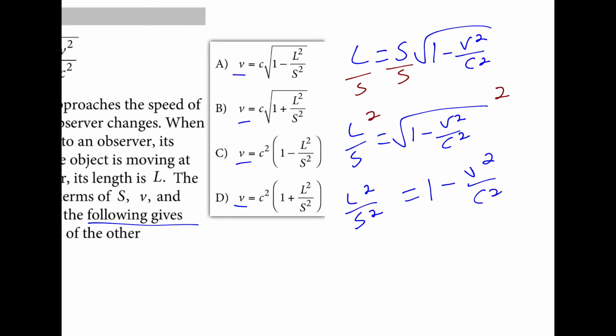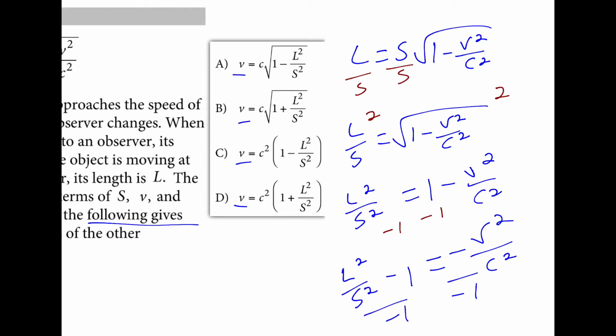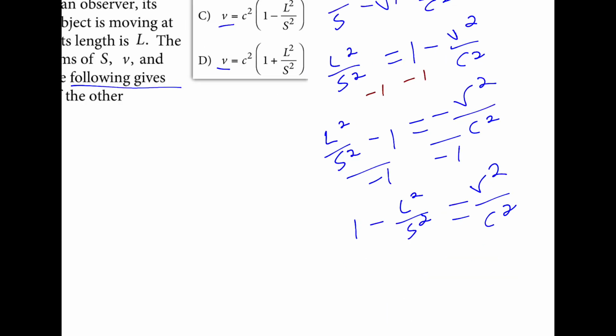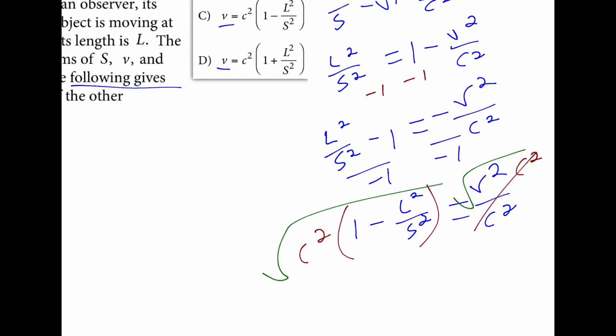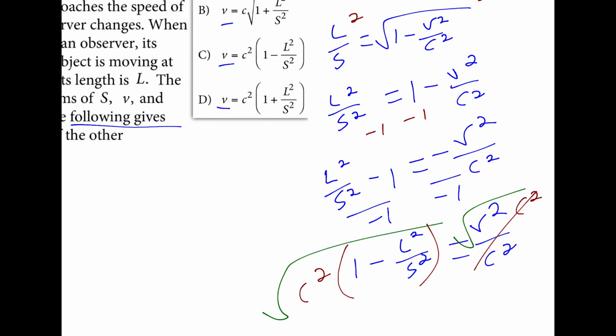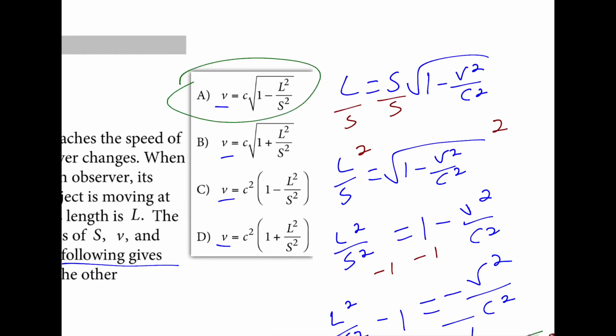Then I'm going to subtract 1 from both sides. Then I'm going to divide by a -1. That's an easy step to forget, but that -1 is in front of everything else there. What that does on the left is it flips the signs. So this is my new equation. Now I'm going to multiply both sides by c squared. And then I have to take the square root of everything to get to v. So the square root of c squared times the quantity 1 minus l squared over s squared, which is a.